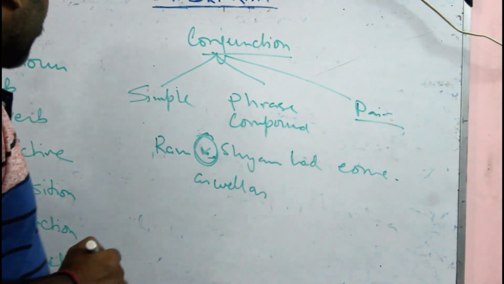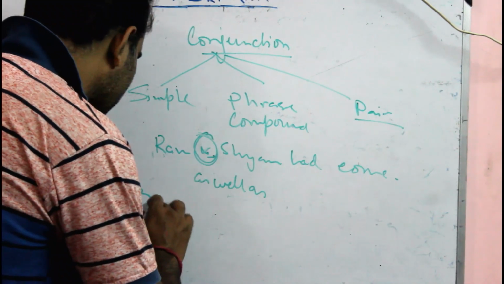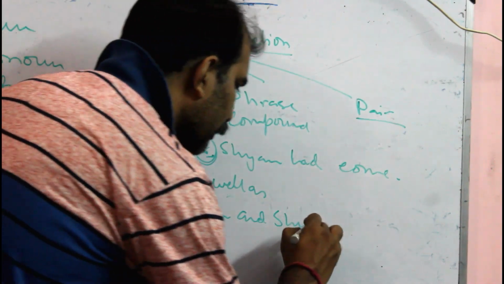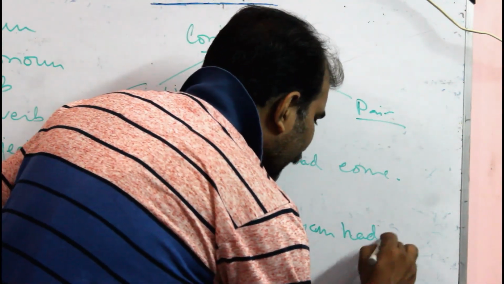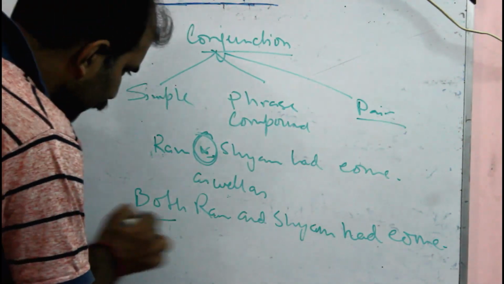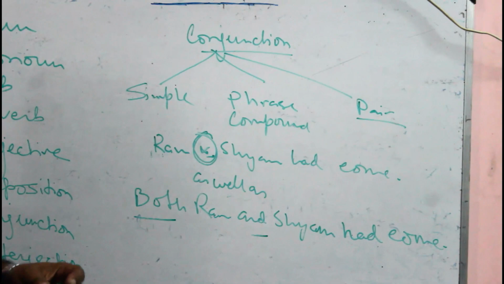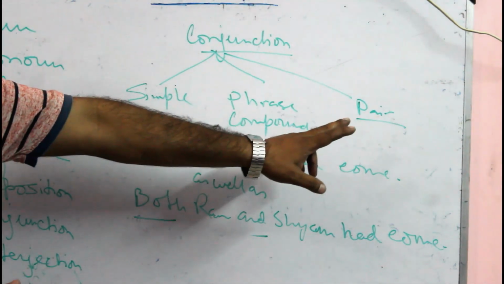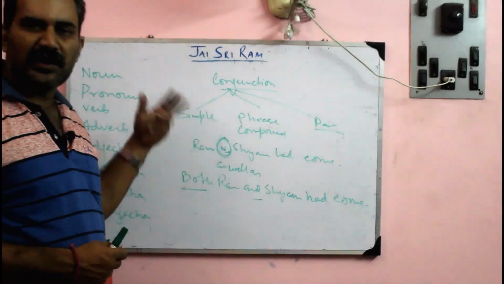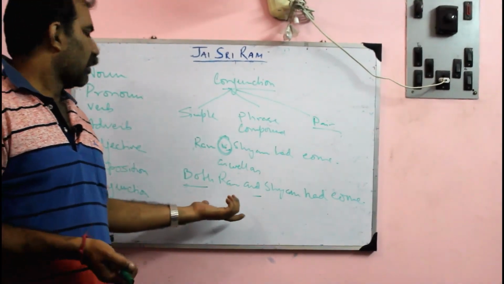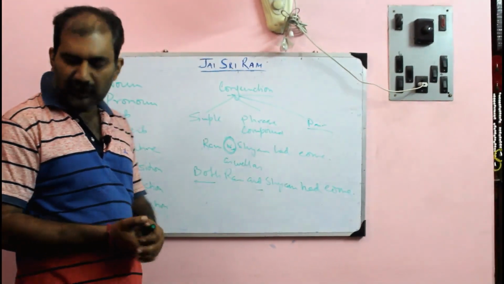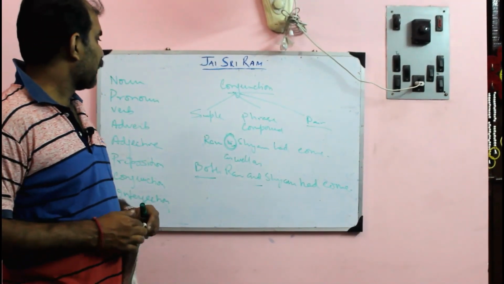Now if I change the sentence in this way, both Ram and Sham had come. What is the conjunction here? This one and this one. So this is an example of a conjunctional pair. Both and, either or, neither nor, not only but also, these are known as conjunctional pairs. And these two words come together. If I use both, then I have to use and between both and there is always a word. So that has to be kept in mind, friends.